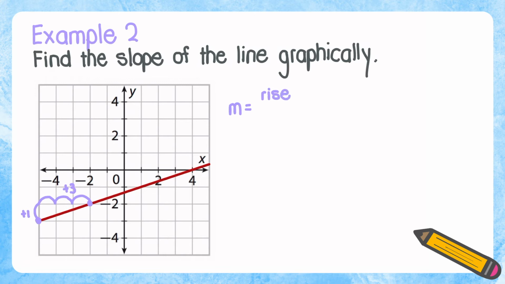M equals rise over run. So again, we went up 1, so positive 1. And we went to the right 3, so positive 3. Again, the rise was positive 1, and the run was positive 3.